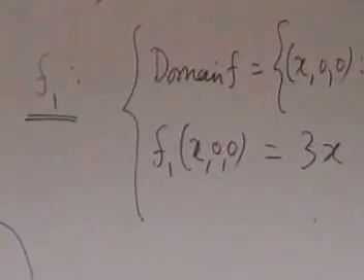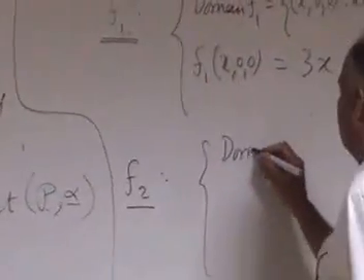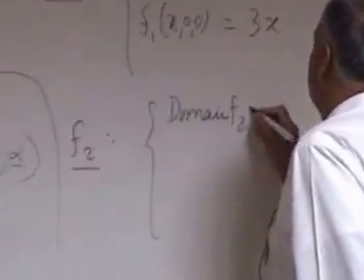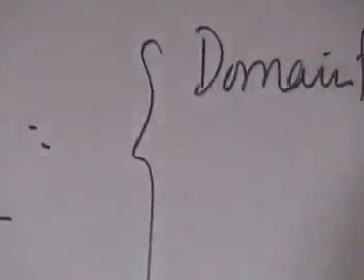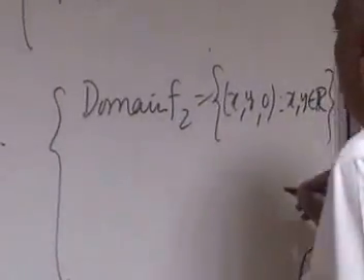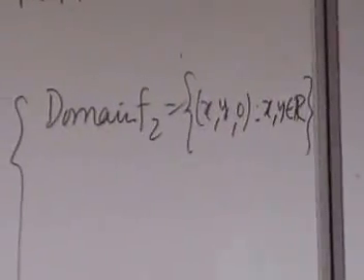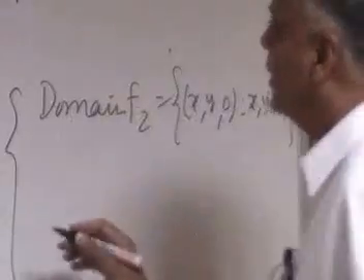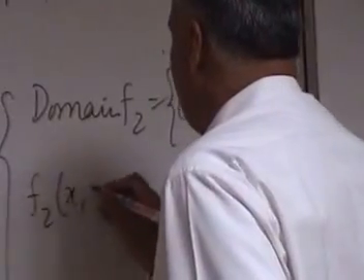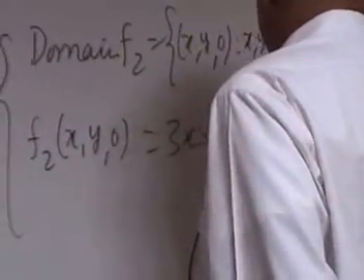Now look at F2. Domain of F2 to be xy0. What is this? This is the xy plane. Now again codomain is R. F2 of xy0 is 3x minus 4y.